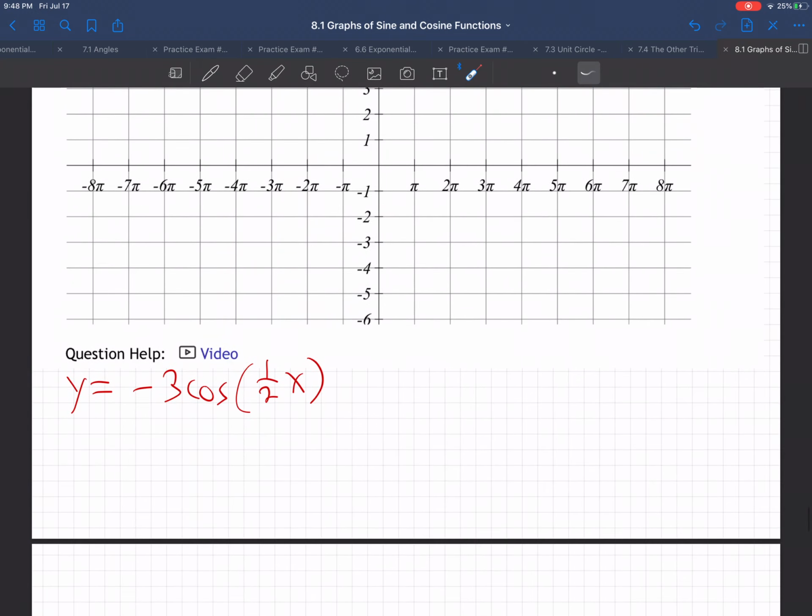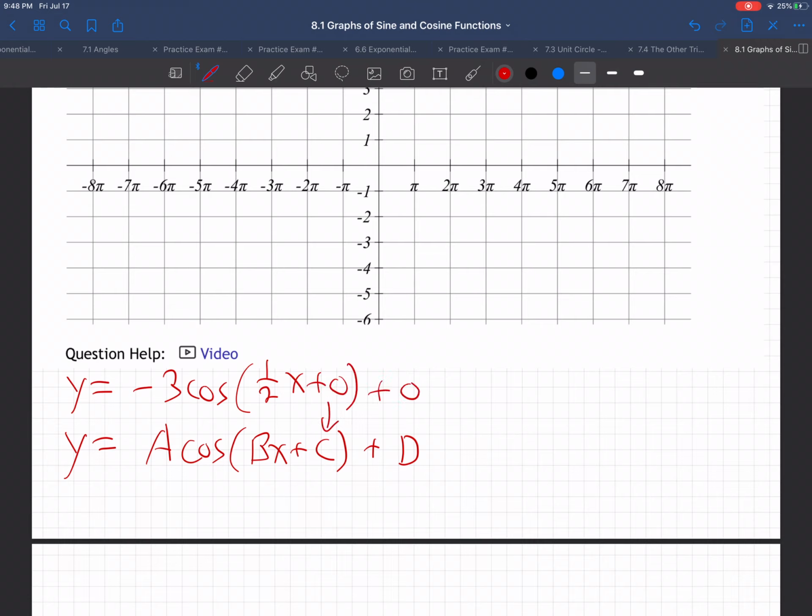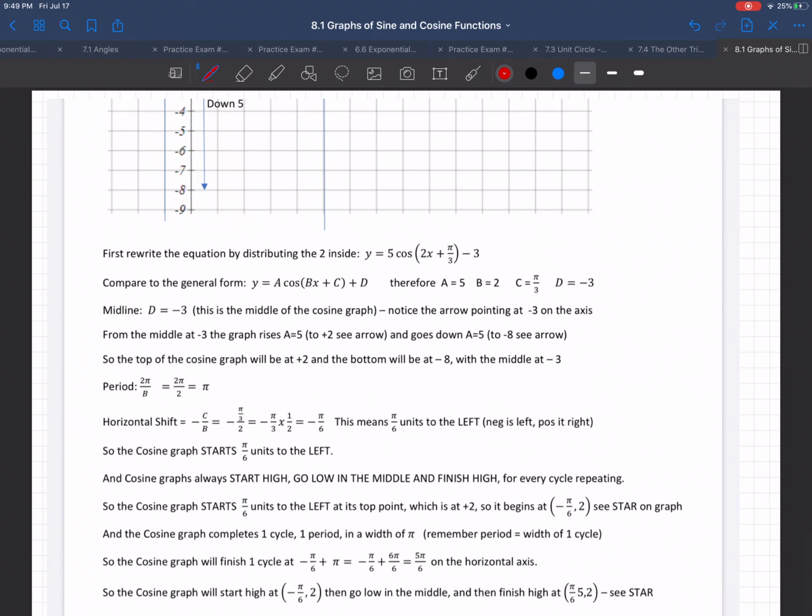And now we're supposed to compare to the general form, which is A cosine or sine bx plus c plus d. So we can tell, if we expand this a little bit, this is plus 0 because there's nothing in the parentheses, plus 0 because there's nothing outside. Adding 0 doesn't change anything. So it's like there's really a plus 0 there. So we can tell that the c and the d are really 0, the b is really a half, and the a is really -3. So that's the first step, compared to those.